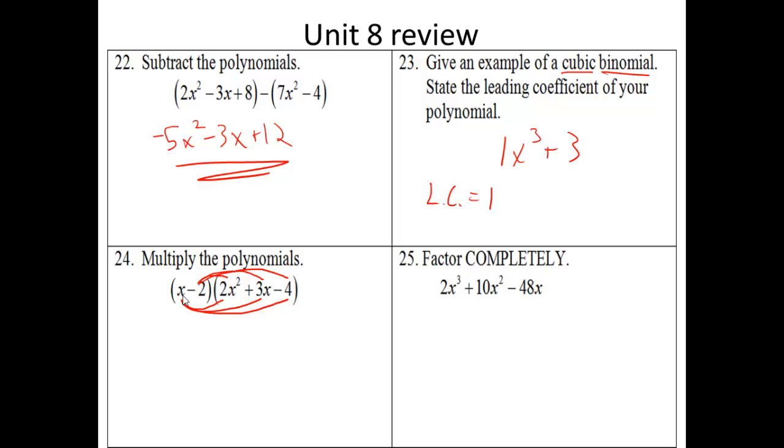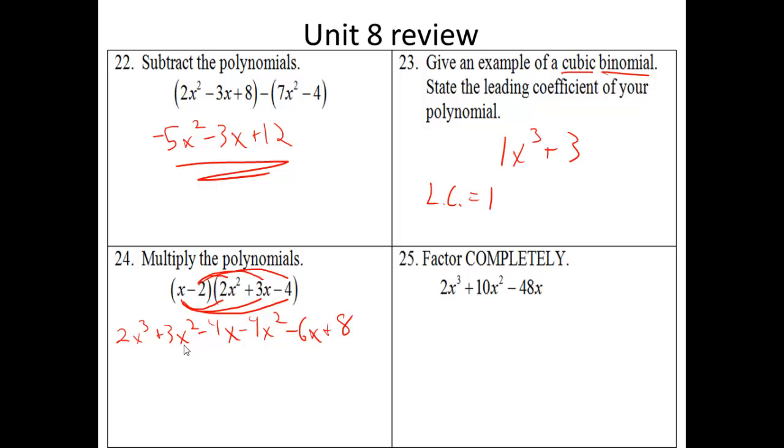All three places. So x times 2x squared is 2x to the third. X times 3x is plus 3x squared. X times negative 4 is minus 4x. Now for my 2, I have negative 2 multiplied by 2x squared, which is negative 4x squared. Negative 2 times 3x is negative 6x. Negative 2 times negative 4 is positive 8.